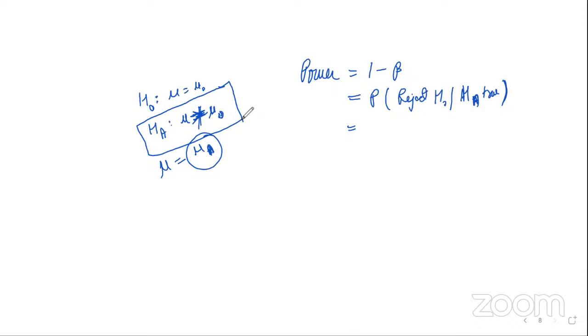So what I'm saying is, let's take mu to be mu A. Then given this mu equal mu A, what is the probability that you are going to reject your H naught, right? So we need to know the mu A. Yeah, you need to know the mu A. Okay, that's what I was asking.